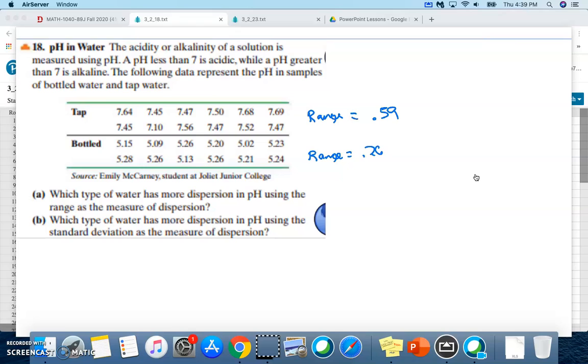The range is very simply calculated. Again, it's just the biggest value minus the lowest. So for the first one, that would be 7.69 minus 7.1, which is equal to 0.59. And for the bottled water, the biggest I see there is 5.28 minus 5.02, which is 0.26. Okay, so that's a look at the range. I'm up against the clock, and we'll continue this problem in a part 2.